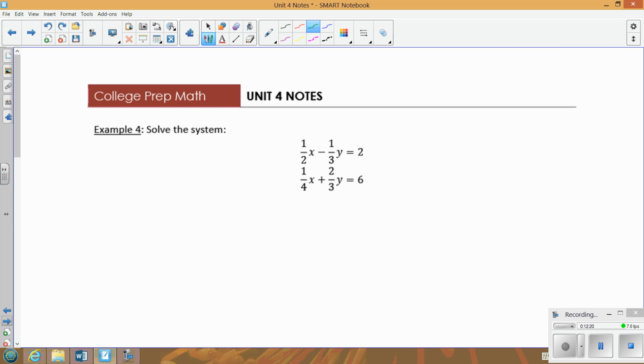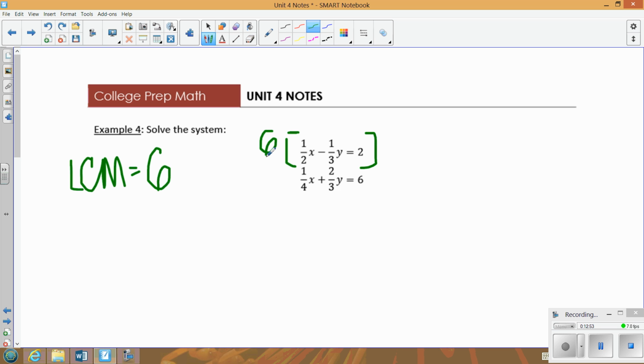So this system has fractions. We don't like dealing with fractions. So the first thing I want to do before we even start eliminating is get rid of these fractions. Let's not try to do elimination on fractions. So I'm going to take each equation and multiply by the LCM. When you look at this first equation, you have 2 and 3 in the denominators. So the smallest common multiple between those is going to be 6. So I'm going to multiply everything by 6 first.